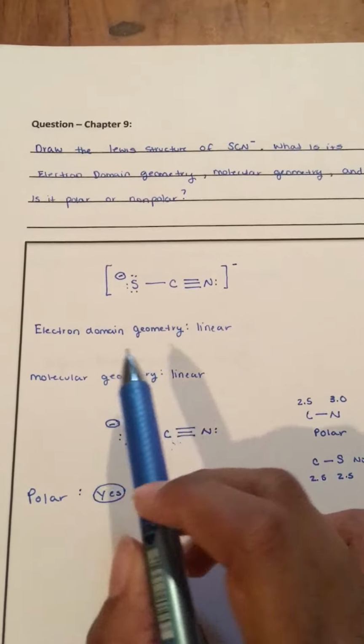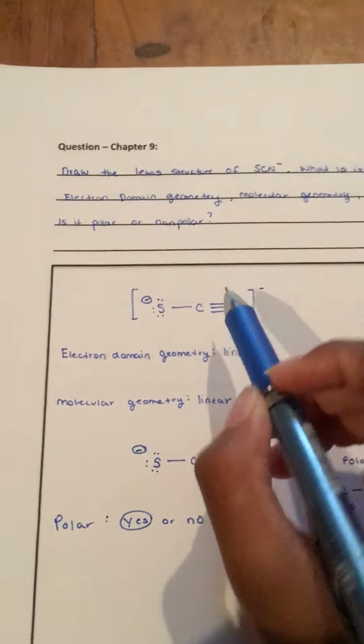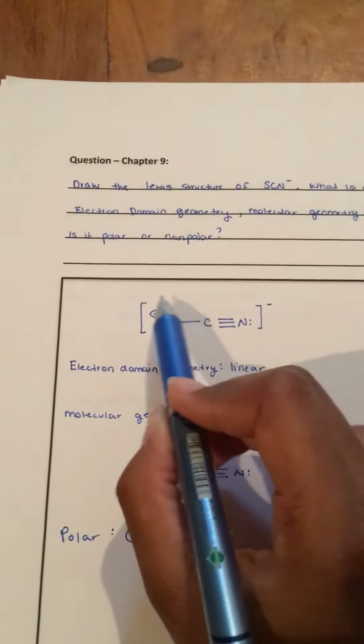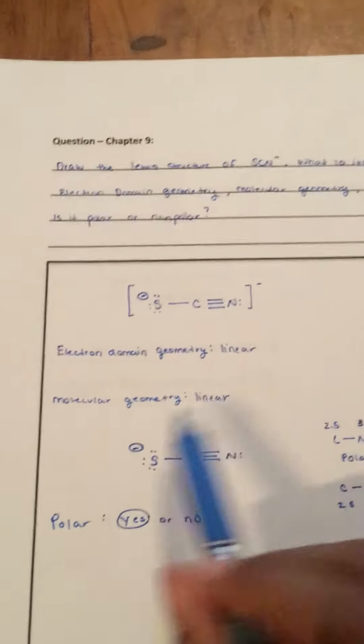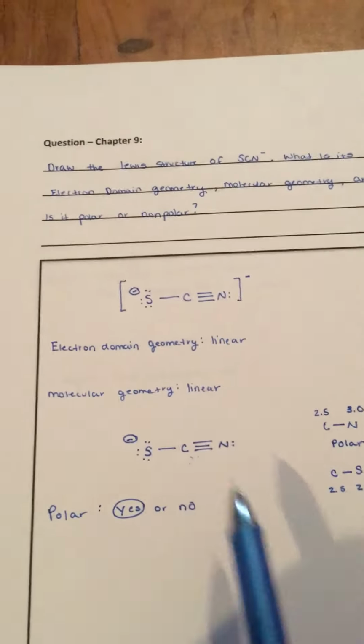So the electron domain geometry of this structure is linear because there are 2 bonding domains connected to carbon. And then also its molecular geometry is also linear.